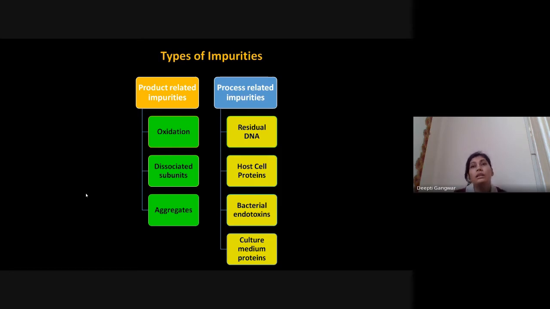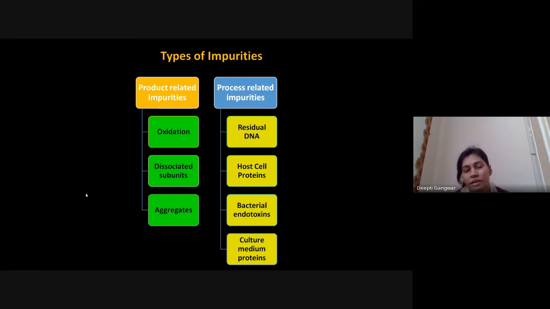Now when we talk about large molecules, say a protein, when it is being produced, it can aggregate, it can fragment, or it can have several oxidations, deamidations, which can change its basic structure. When you generate these kinds of impurities, they are called product related impurities because they are directly coming from your product. But process related impurities are all those impurities which are not from your product. They are derived from the process that you are using.